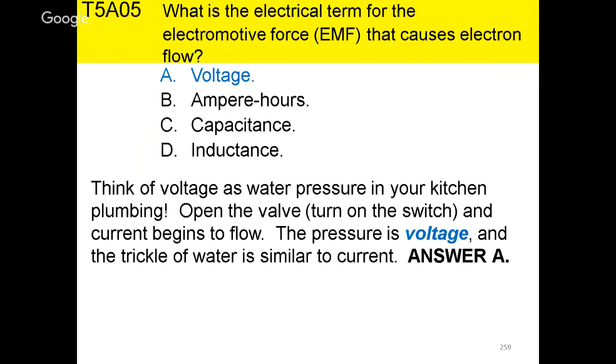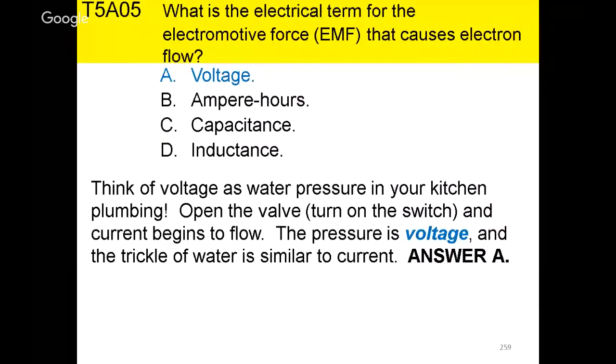It is voltage. So you think of voltage as water pressure in your kitchen plumbing. So you open the valve, you turn on the switch, and current begins to flow. The pressure is voltage, and the trickle of water is similar to current. And so it's the force or the power behind the current or the flow of electrons. And I'm going to use those interchangeably because that's predominantly what the flow of electrons is, is current, and it's measured in amps. And we'll learn that here as we go on.